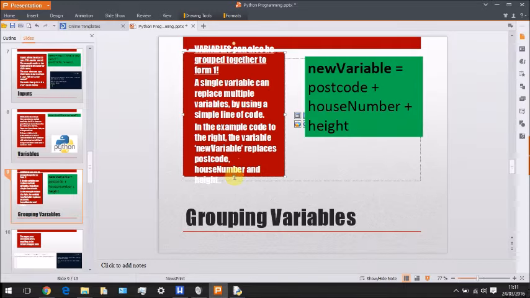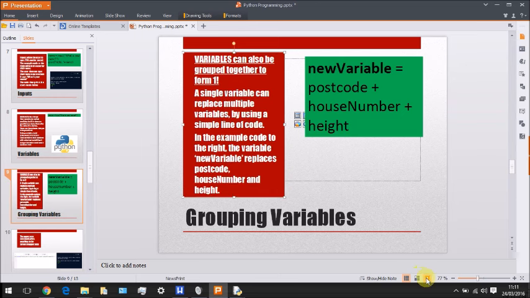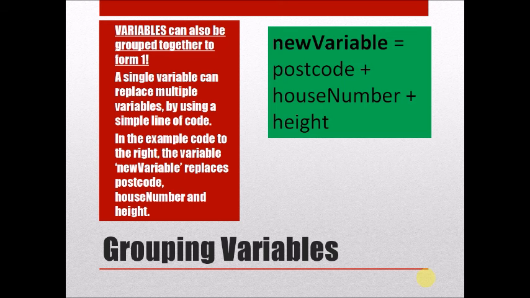Right. And then we also need to know about grouping variables. That's better. So you can group variables as well. So a single variable can replace multiple variables by using a simple line of code. In the example code to the right, the new variable replaces postcode, house number, and height.